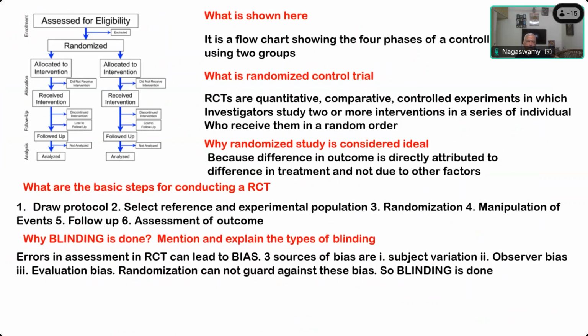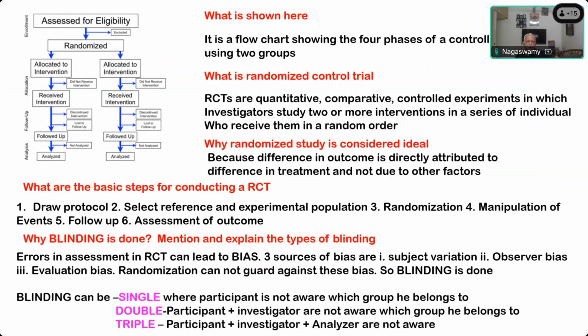Randomization cannot guard against these biases, so blinding is done. And blinding can be single blind when participant is not aware which group he belongs to. Double blind, participant and investigator are not aware, and triple blind, participant, investigator and analyzer are not aware. Okay, so these are all the question answers for OSCE.